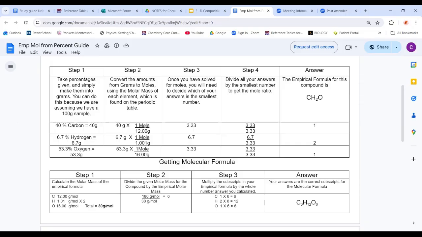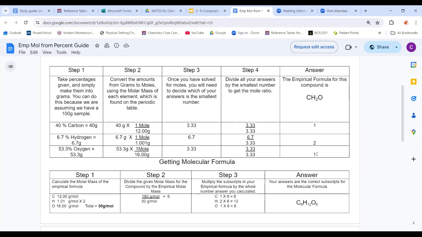You're then going to convert that into moles because you want a mole ratio, how many moles of each element are in the formula. You then convert it into a ratio by dividing them all by the smallest number of moles. So the smallest number of moles I got was 3.33. I divide all of these numbers, 3.33, 6.7, and 3.33, by that number. And that gives me a 1 to 2 to 1 ratio. That simplest ratio of carbon to hydrogen to oxygen is the empirical formula.